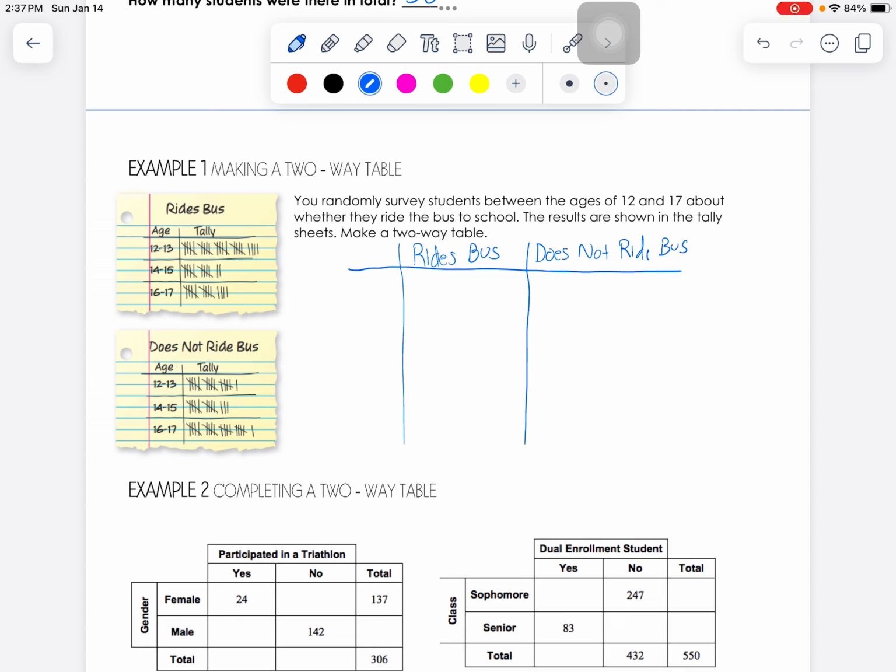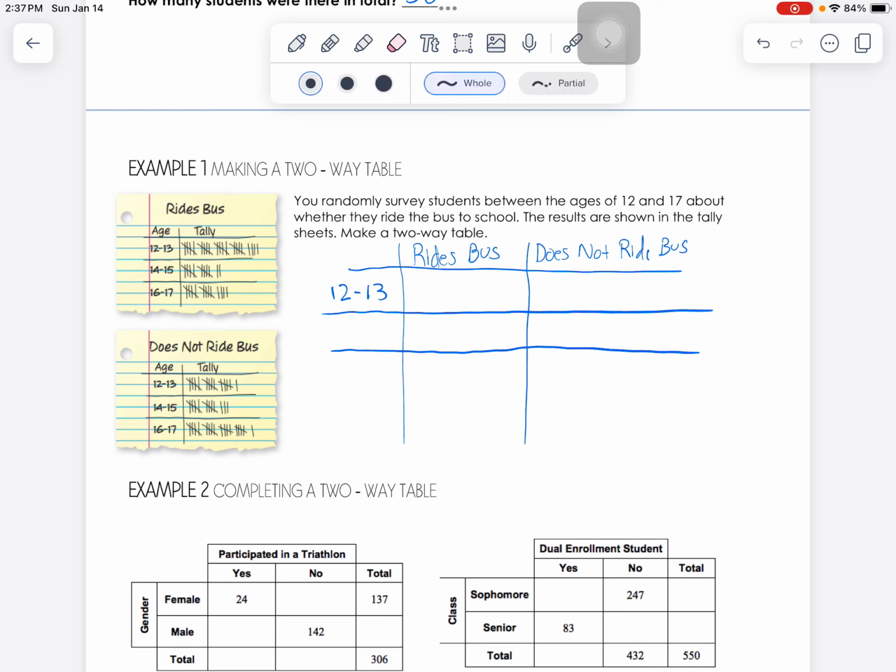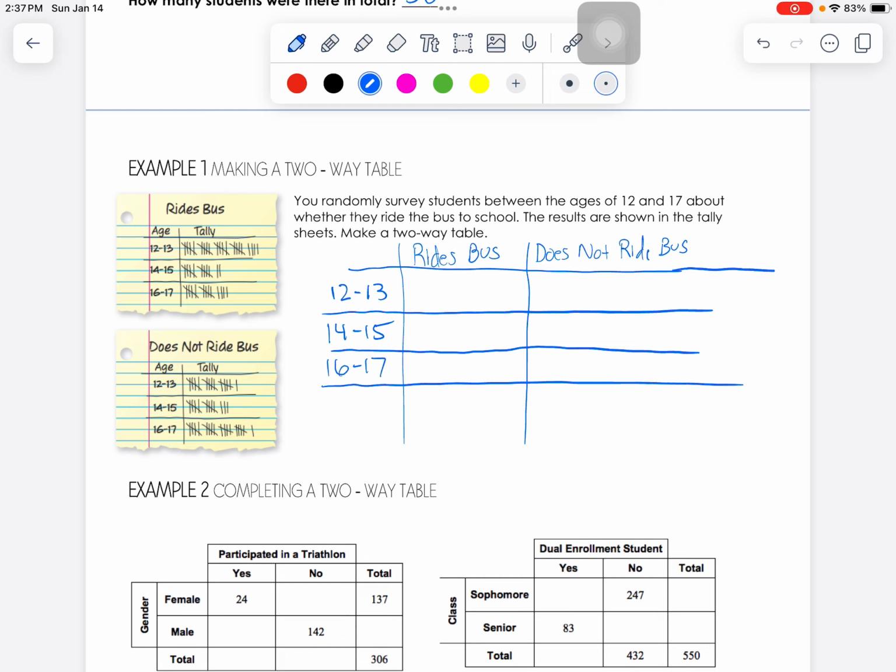Okay. And then on the side, we're going to split it up into the ages that they had. So the categories were 12 to 13, 14 to 15, and 16 to 17. Okay, and then our last one that we want to include on the side is our totals.